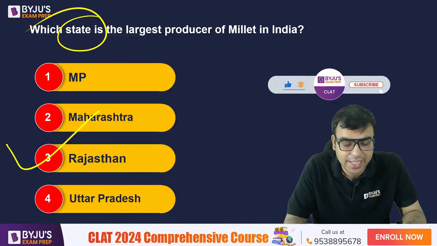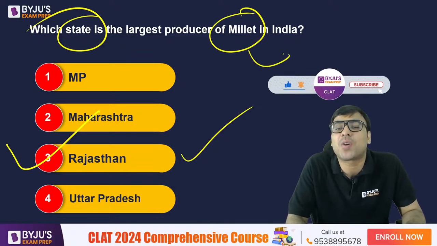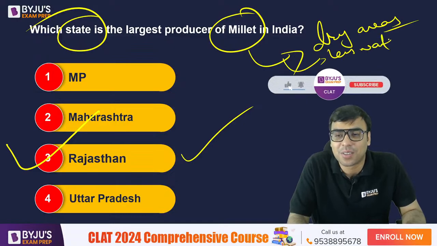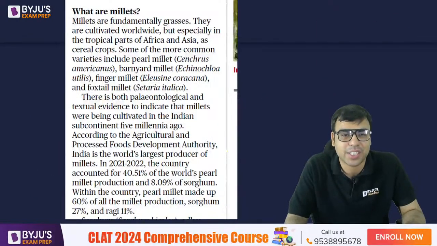Rajasthan state is the right answer. Okay? So C is the right answer to this question. I've told you it can be grown even in dry or arid areas where less water is there. Okay? So the right answer is C. You should be knowing it. C is the right answer to this question.